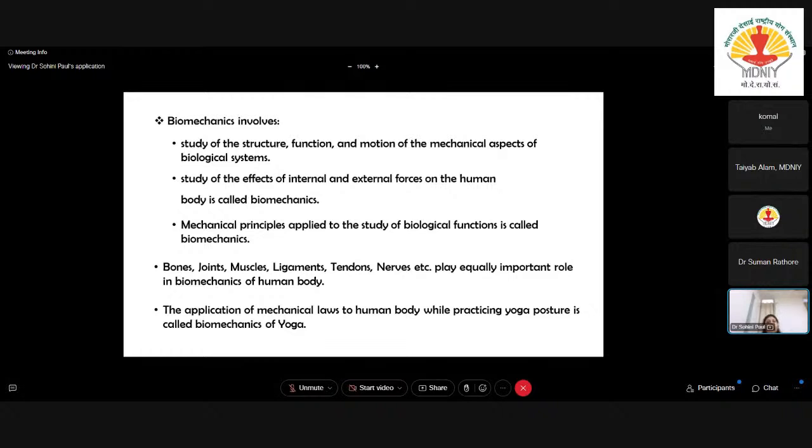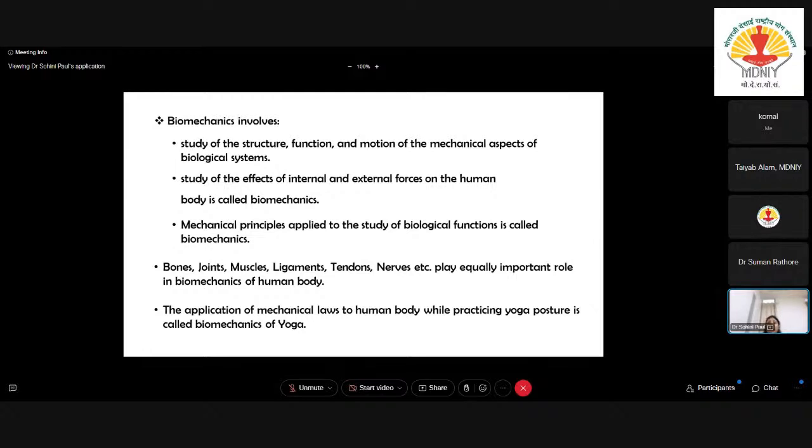So when we talk about the study of the effects of internal and external forces on the human body, whenever we are performing any form of exercise or activity, our joints are acted upon by some internal forces as well as some external forces. When we study these forces, that also comes under the arena of biomechanics. Plus the mechanical principles applied to the study of biological functions can also be regarded as biomechanics. So in short, biomechanics is biology with mechanical principles. So that is what biomechanics is.